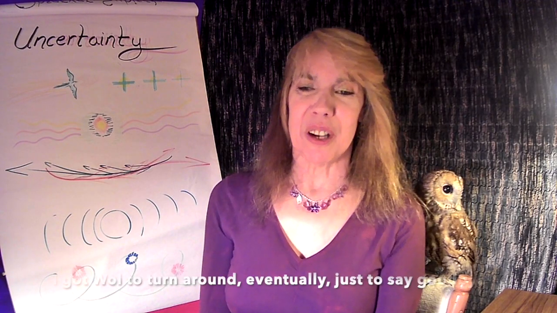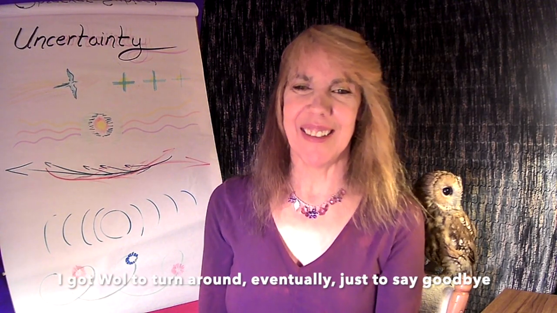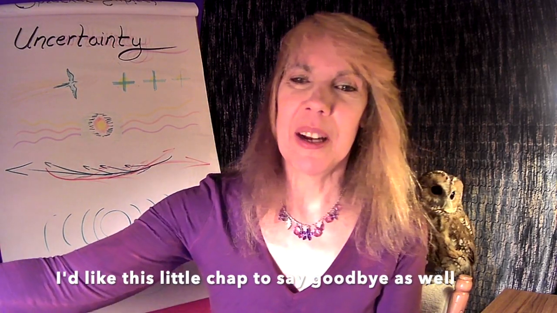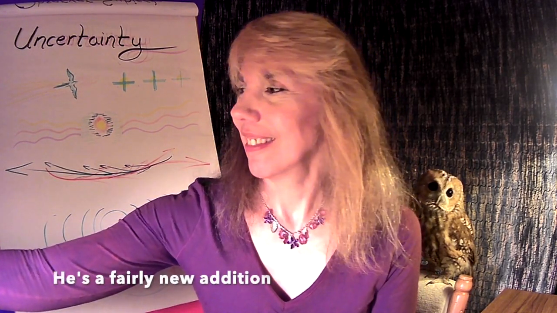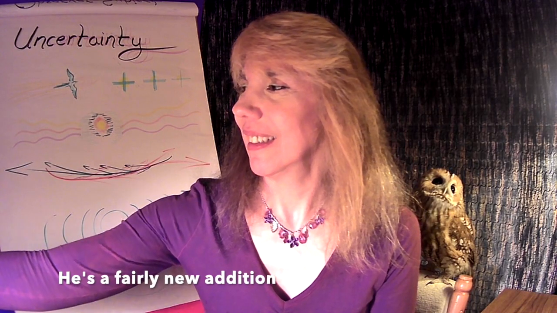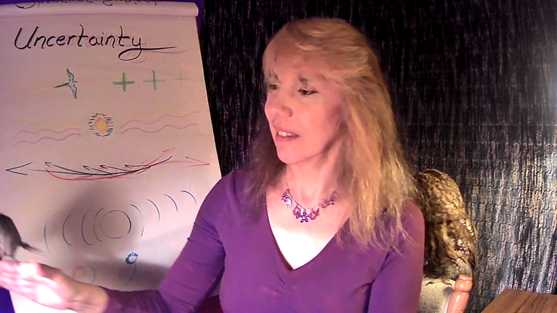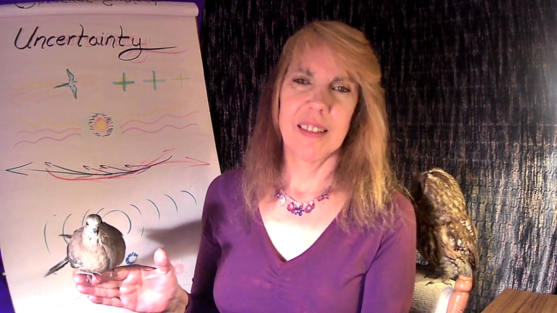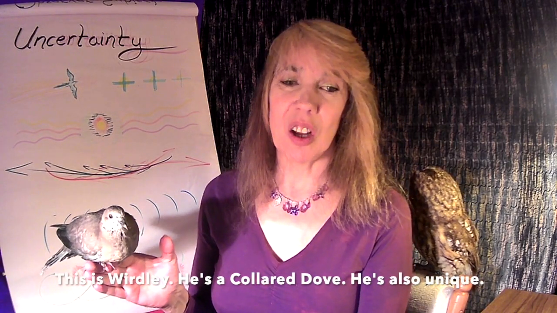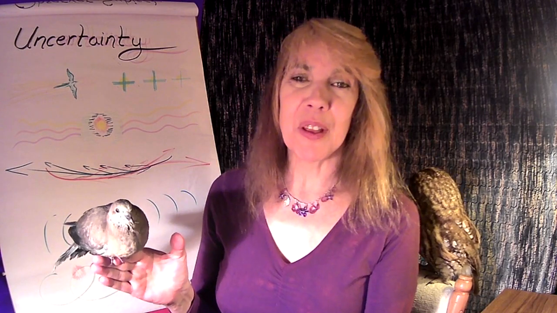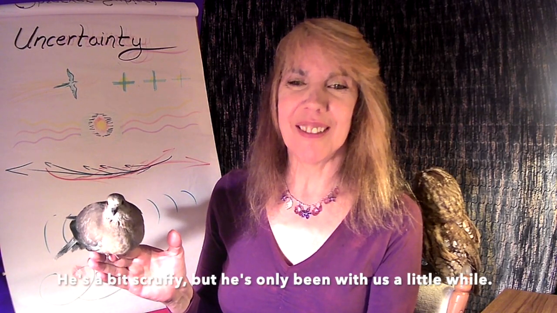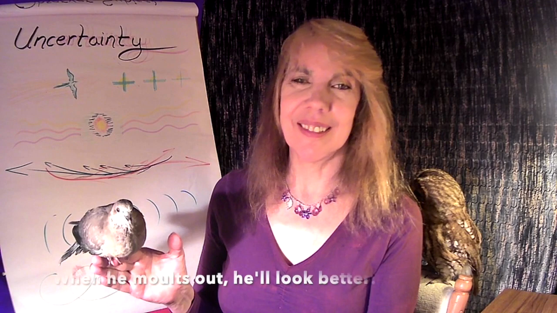So I got Wal to turn around eventually, just to say goodbye to you. I'd like this little chap to say goodbye to you as well. He's a fairly new addition. This is Wordley. He's a collared dove. He's also unique. He's a little bit scruffy at the moment, but he's only been with us a little while. So when he molts out, he'll look better than that.